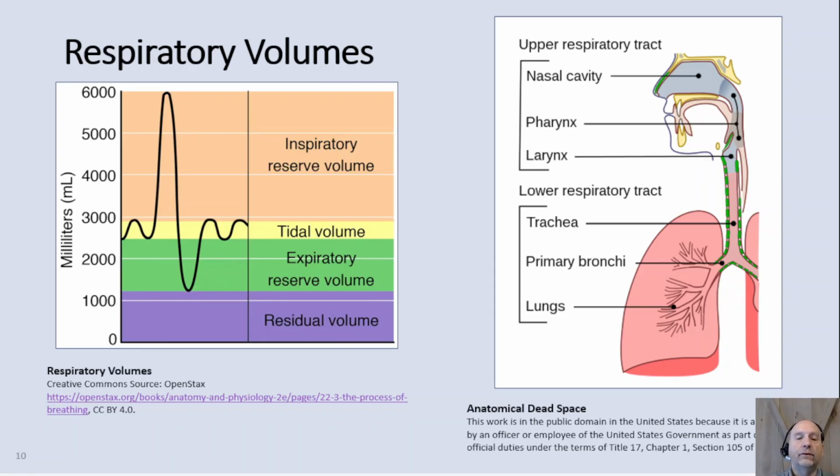And the residual volume is the volume of air that remains in the lungs after exhaling as forcefully as possible. This volume is approximately 1,200 mLs and is indicated in purple in the image on the left. The residual volume keeps the alveoli open. An important concept to grasp is anatomic dead space, which is the air that is present in the respiratory system that never participates in gas exchange or respiration.